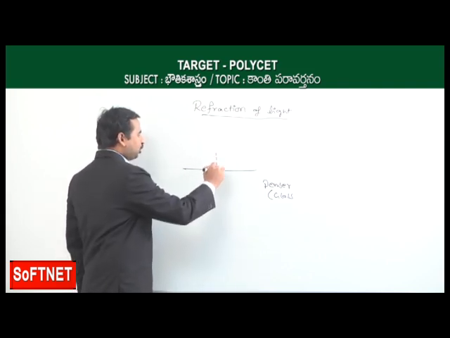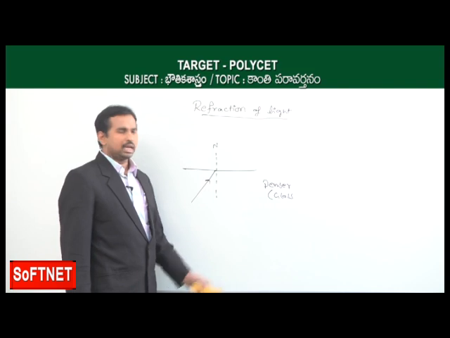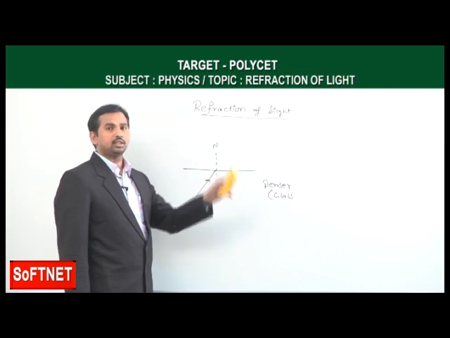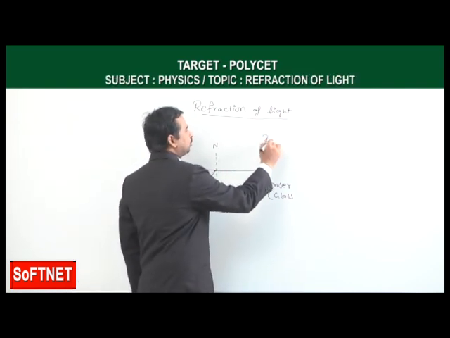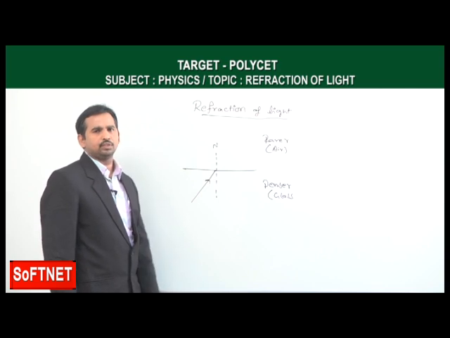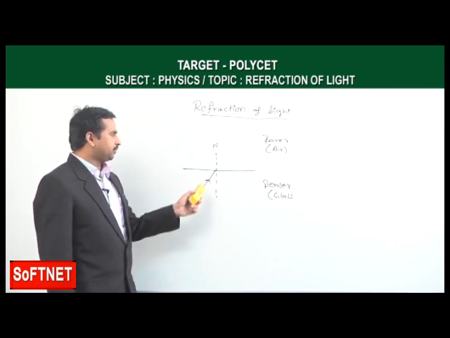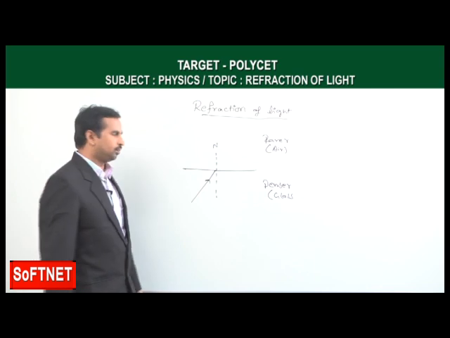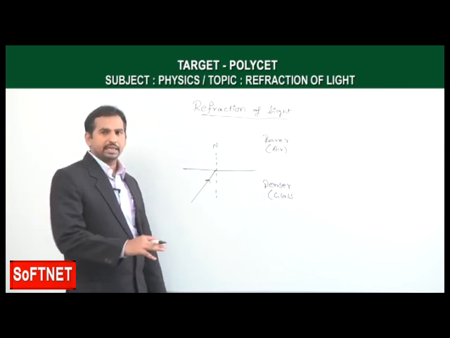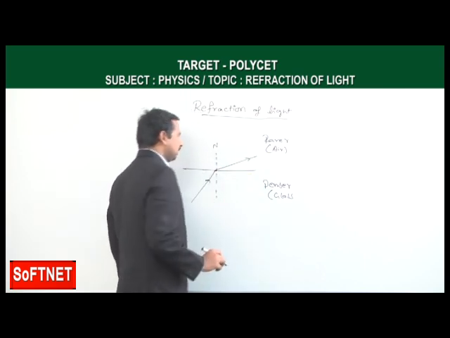Now if you are taking the normal, which is the perpendicular line drawn to the point of incidence here, now as the light ray is coming from denser medium where the speed of light is less, once it enters into the rarer medium, as the density is less, the light is traveling with more speed. Means here the light ray which is coming from denser medium, once it enters into the rarer medium, there is an increase in the speed of light. Because of that increase in the speed of light, the light ray is taking a path which is deviating away from the normal like this.